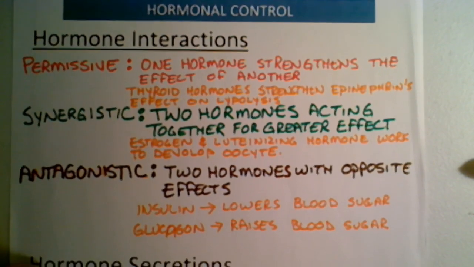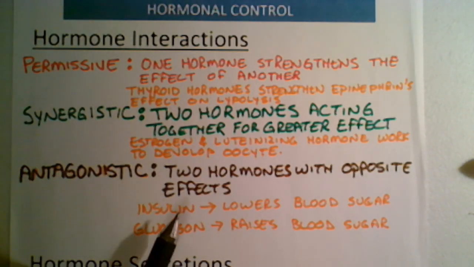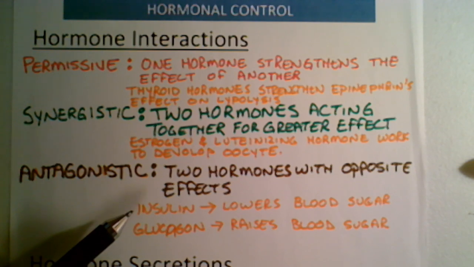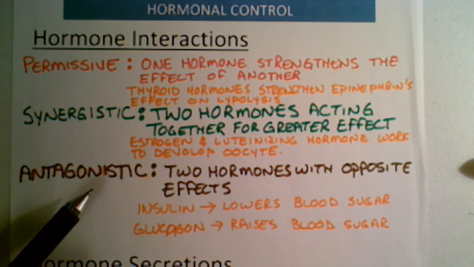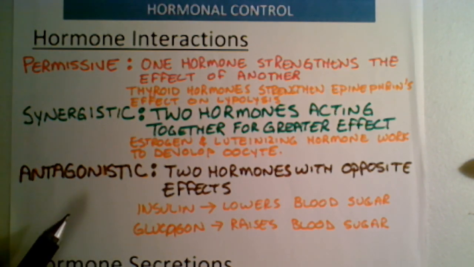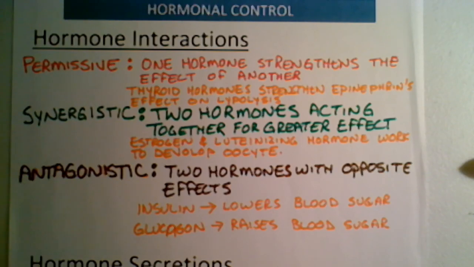Now we have antagonistic hormones as well. And these are obviously two hormones that are doing the opposite job. And I have two examples here. The first one is insulin and glucagon. If you remember, insulin grabs glucose out of our blood and delivers it to our body, whereas glucagon takes glycogen and turns it back into glucose. So insulin lowers our blood sugar by taking the sugar out of our blood, whereas glucagon is adding sugar to our blood.